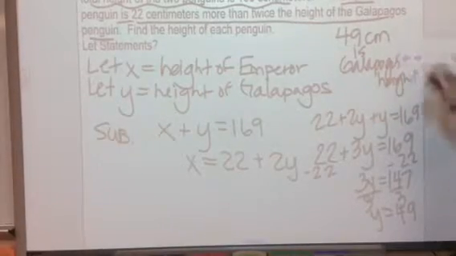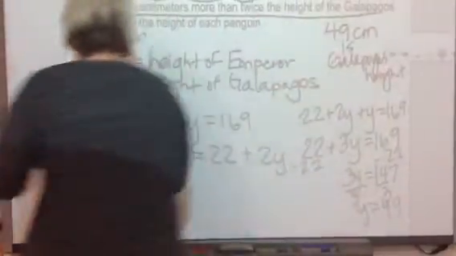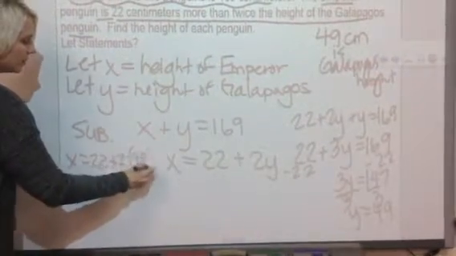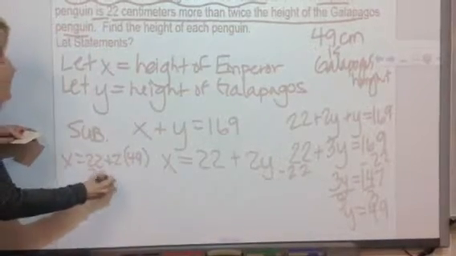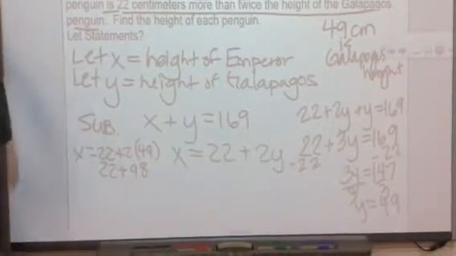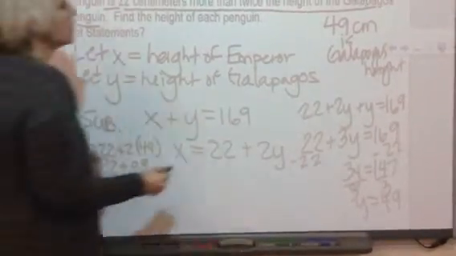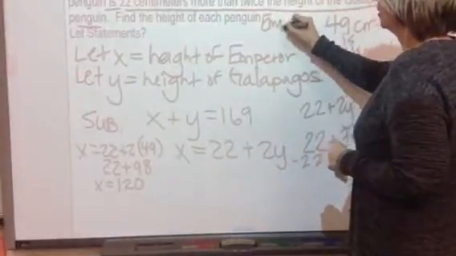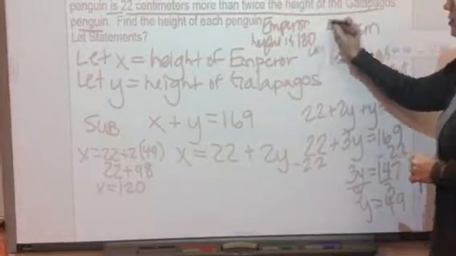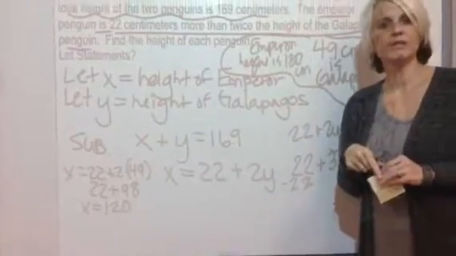So if I want to find the height of the emperor penguin, I'm just going to plug into here. X is equal to 22 plus 2 times that 49. So that would be 22 plus 49 times 2, which would be 98. And then when we add this together, we get 120. So the emperor height is 120 centimeters. So now I know the height of each penguin. So you try the real world example in your notes.